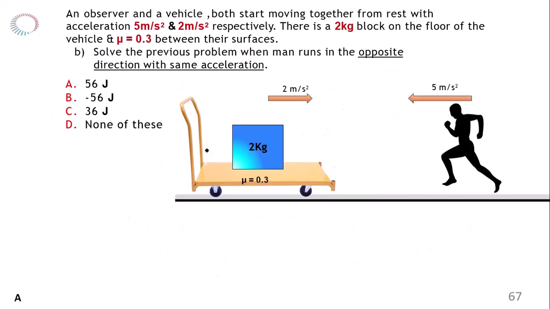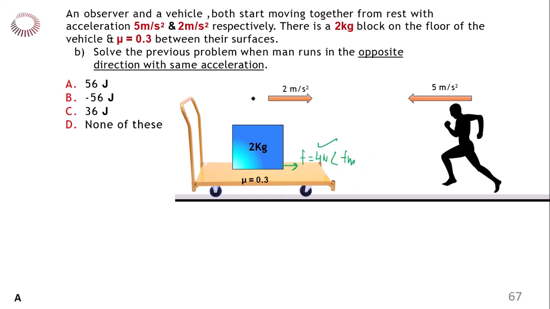Okay. Now solve the previous problem when the man runs in the opposite direction. So for the same situation, I want to calculate the friction again. So the requirement of friction is, as per the previous problem, 4 Newton again, and that is less than the limiting value. So I can give this 4 Newton force.